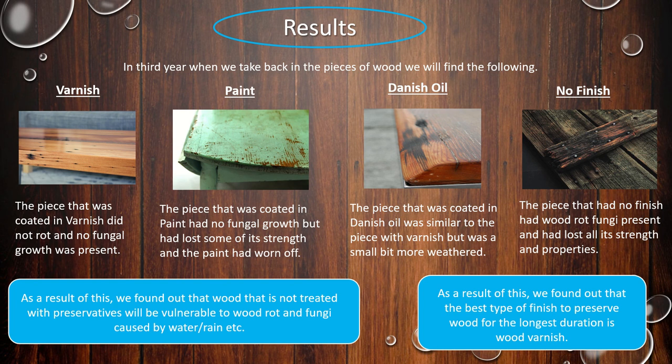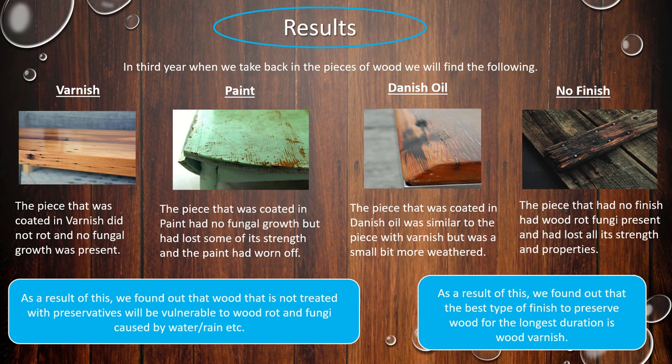We looked at the Danish oil, and this is similar enough to the varnish, but it had weathered a small bit more than the piece with the varnish, so it lost a small bit of its strength. So maybe likewise with the paint, this one needs to be constantly preserved and maybe a layer added every 6 months or every year.